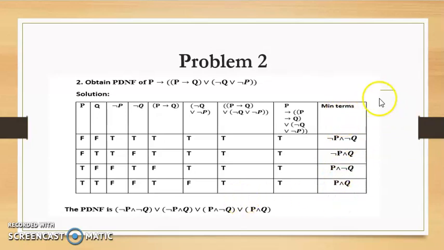So the sum of all min terms gives the PDNF. We write all 4 terms with a disjunction. This is nothing but your principal disjunctive normal form. So in this way we can write the truth table for the given 2 variables. This is the statement formula.